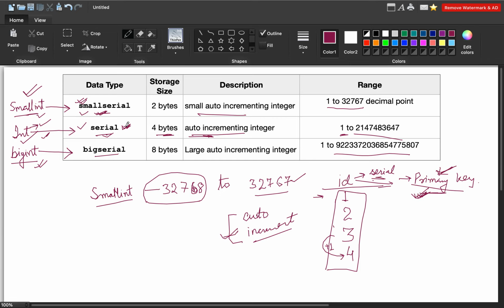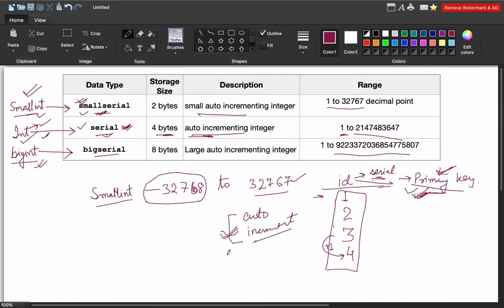That's why I am telling you, serial data type definitely gives you the feature of auto increment, but it never gives you a guarantee that the value would be unique. I will explain that in detail: when do you start seeing duplicate values in serial data type? I will talk about all these things in detail.